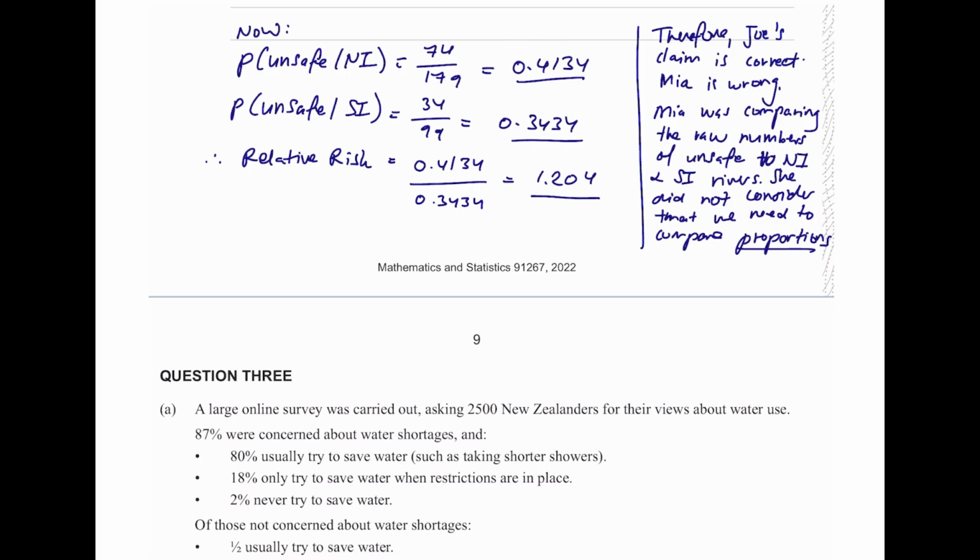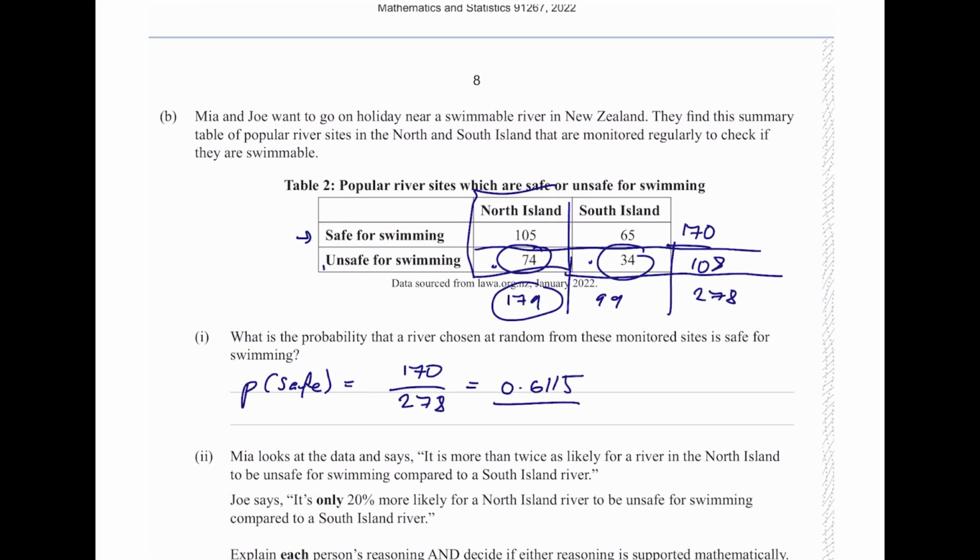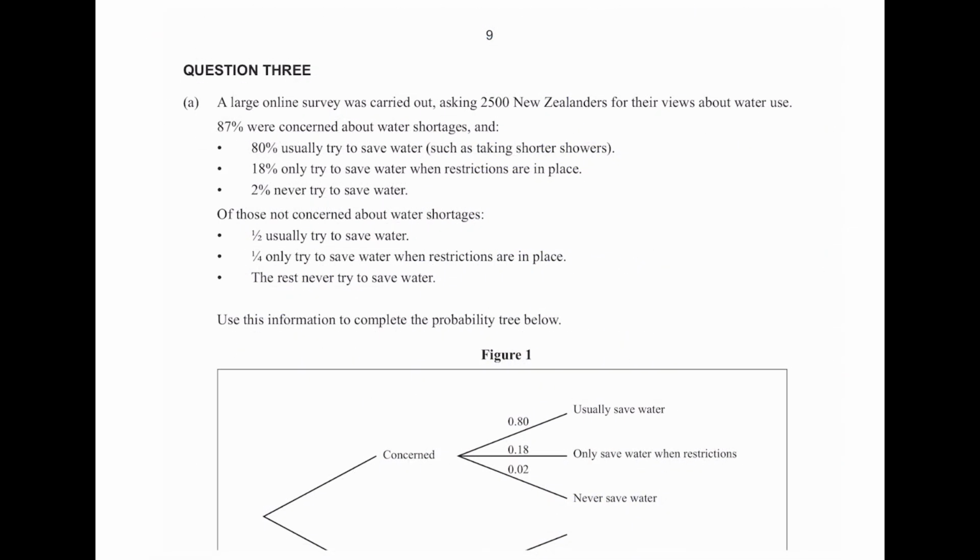So why do we need to consider proportions? Well, that's because our totals are completely different, right? Because our totals are completely different, that definitely skews the way that we understand our proportions or probabilities, right? So we always compare probabilities and not raw values. Okay. All right, question 3.